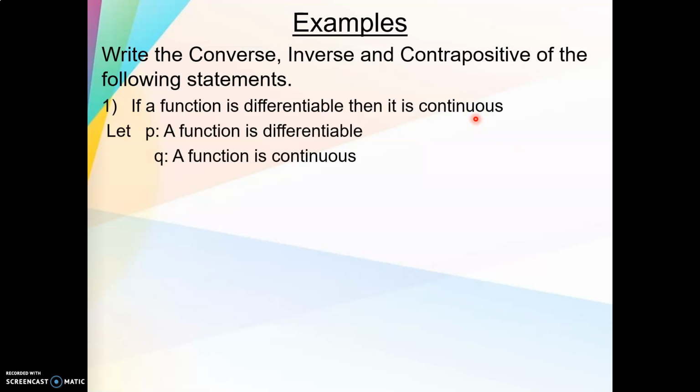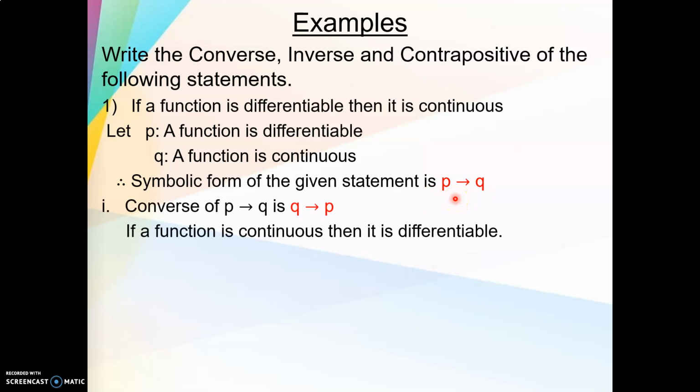Now we have to write the given statement in symbolic form. That is, the symbolic form is P implies Q. Now you have to apply converse, inverse, contrapositive to the given statement. So the first one is the converse of P implies Q. After if, you write the second statement, that is, a function is continuous. After the implication place, you write the first statement, that is, it is differentiable.